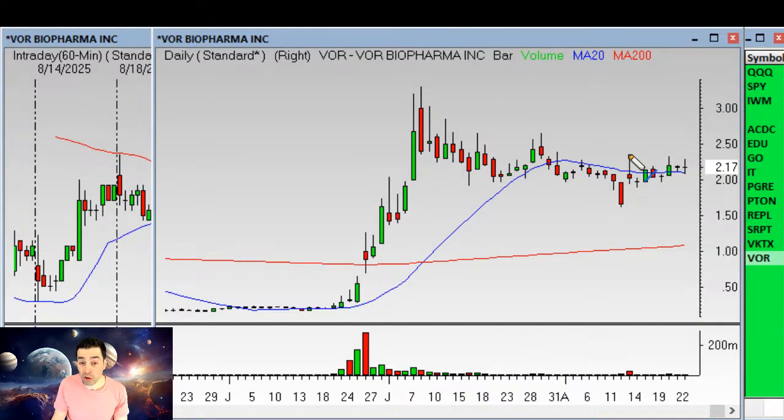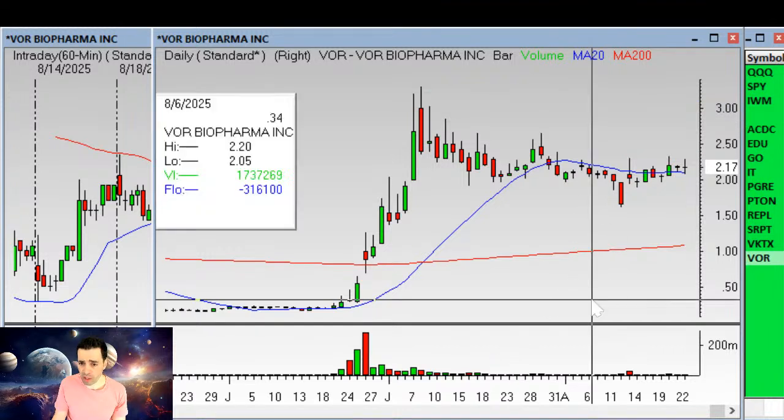which signals certainty. Like when we look at the REPL, look at the hourly chart, how tight of a base that was. So anyways, long over the tails, stop right here, and target the prior high. Okay, it's a weekly buy setup on the VOR.